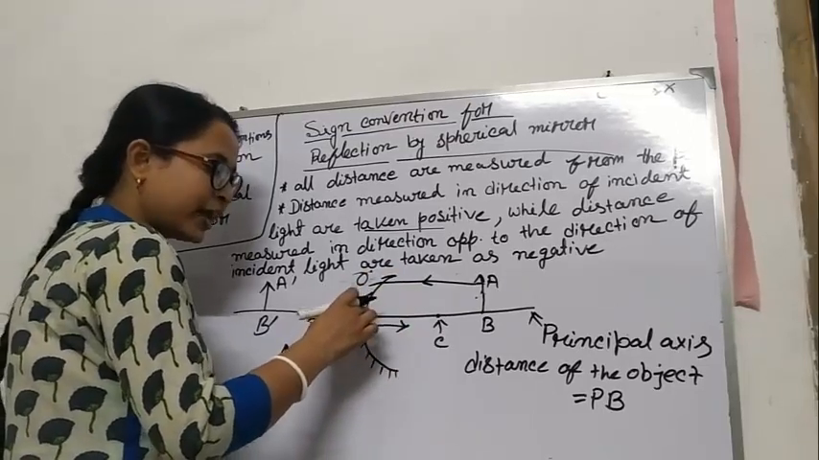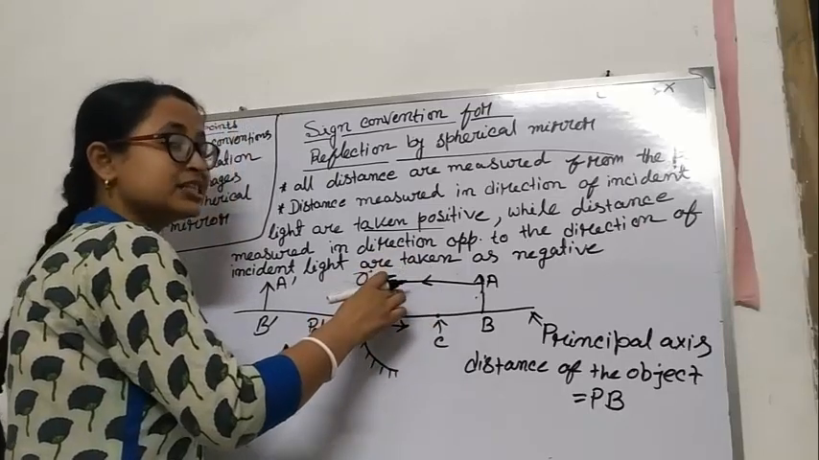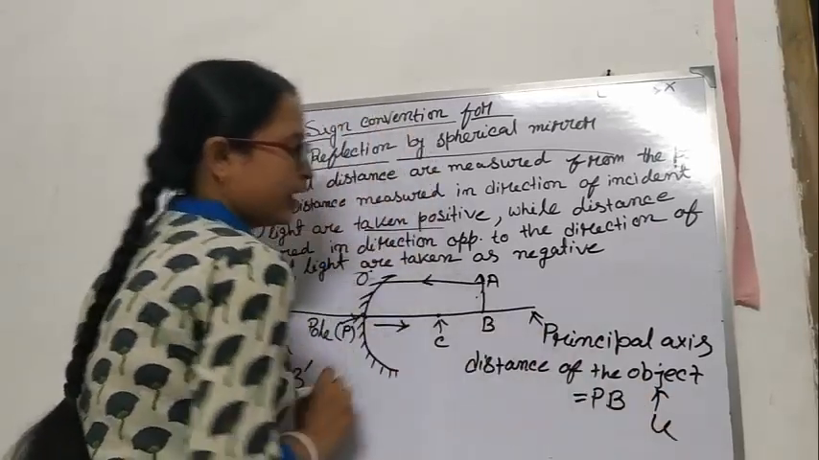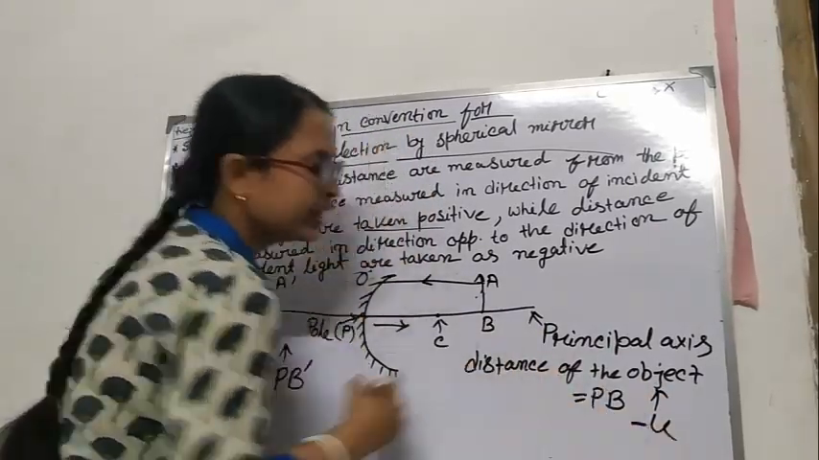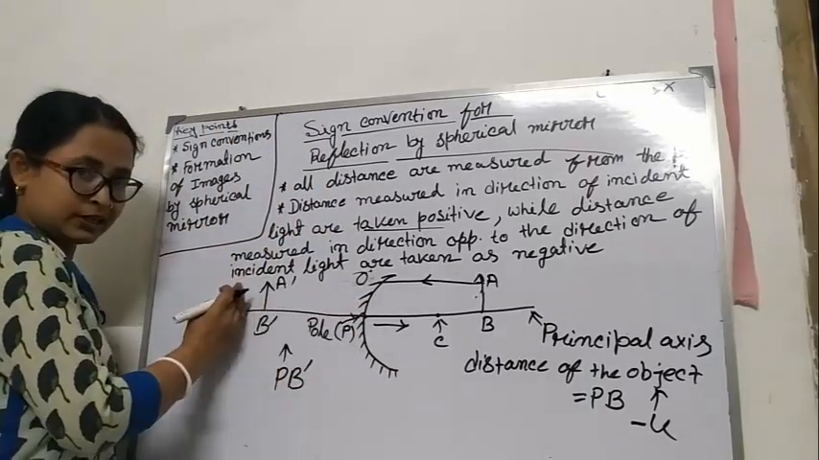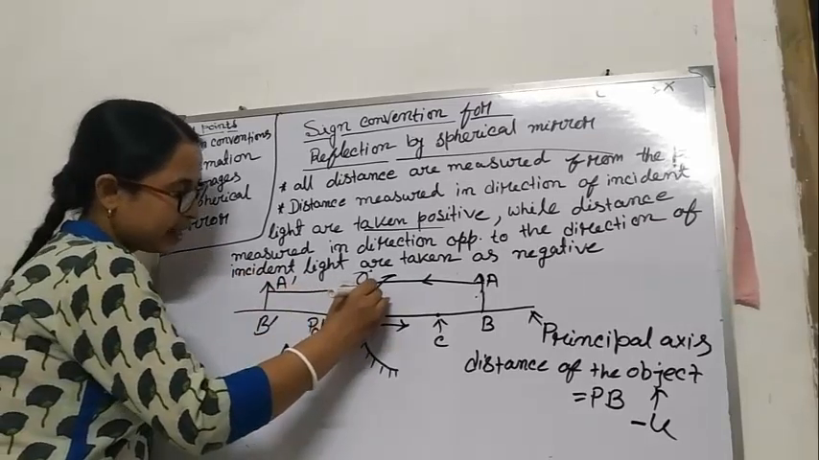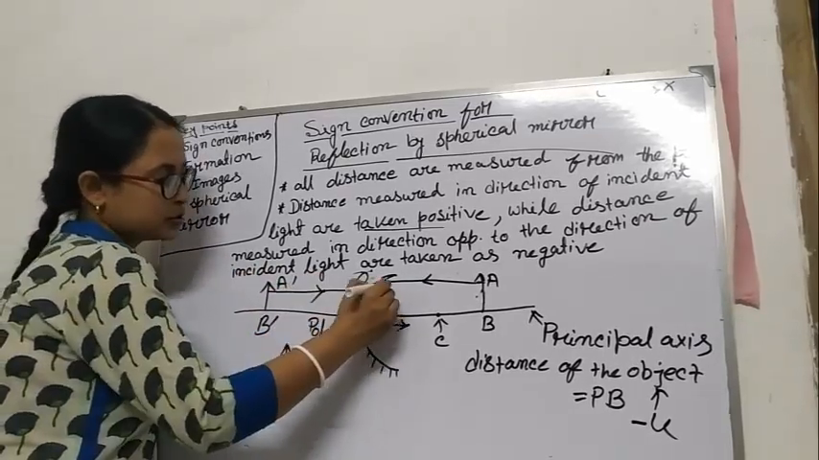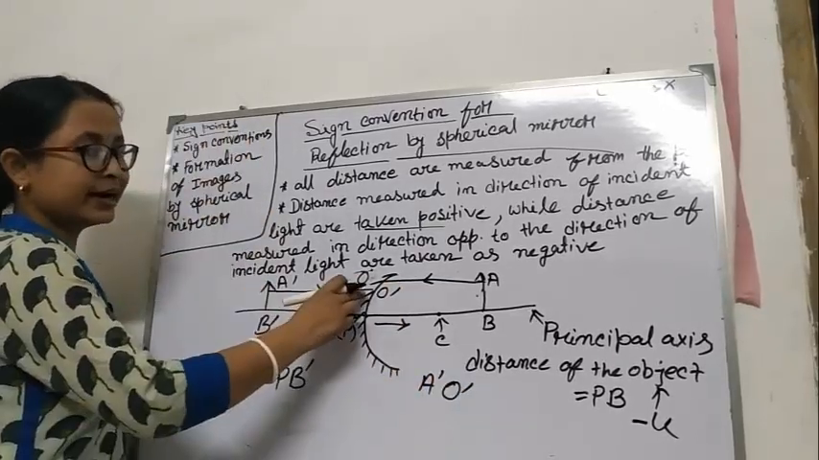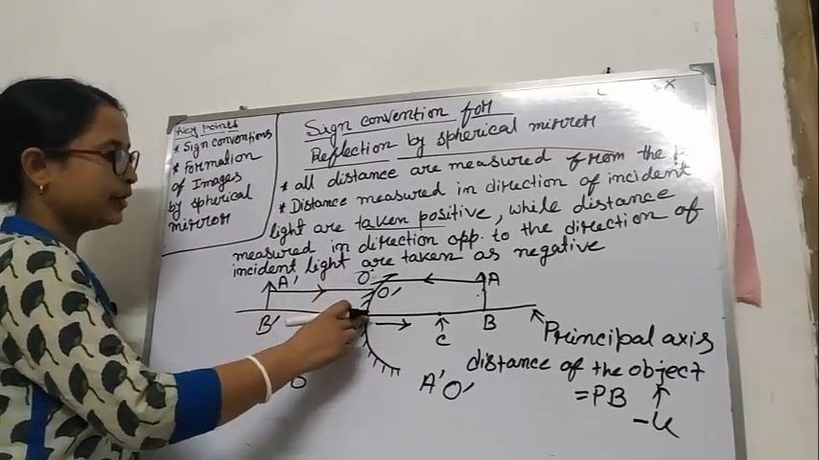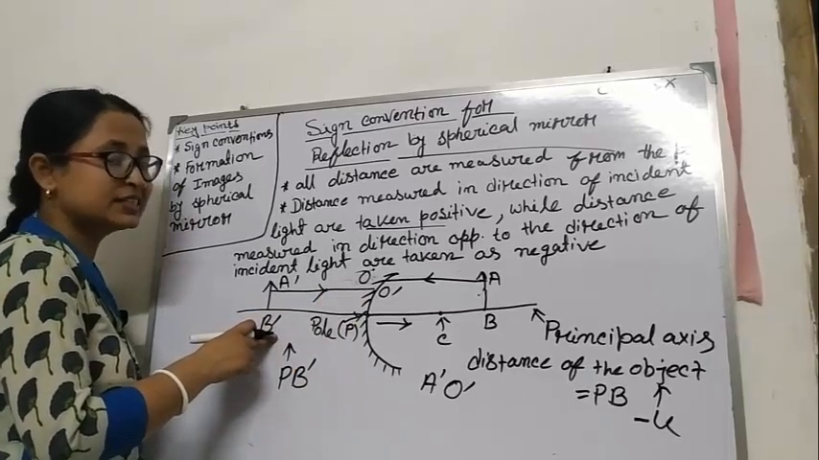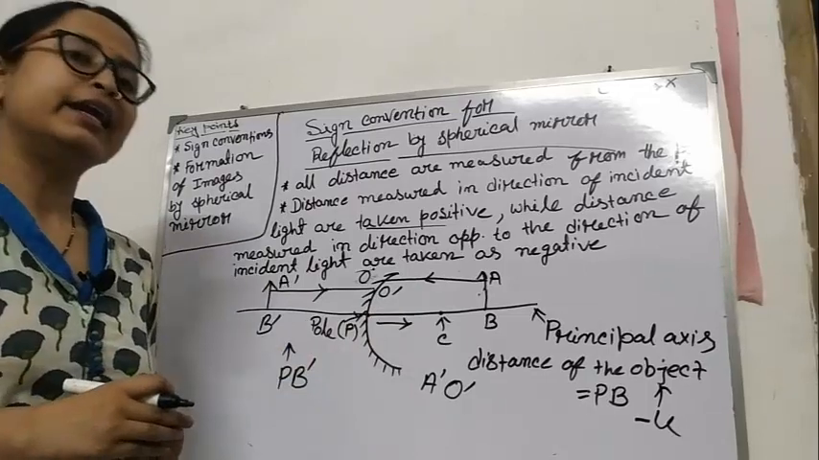That means the object distance is in the opposite direction of incident light. If I represent the object distance by U, in that case U will be negative. Clear? Now if the object is here, then the incident light is like this. Suppose it is AO dash, so A dash, O dash is the direction of light. And what is the distance? PB dash. Again, it is opposite to the direction of incident light, so it will be taken as negative.